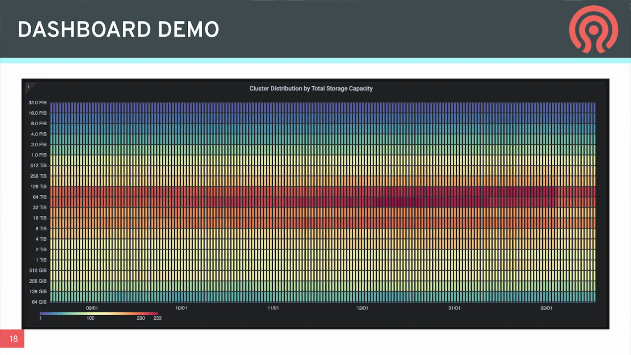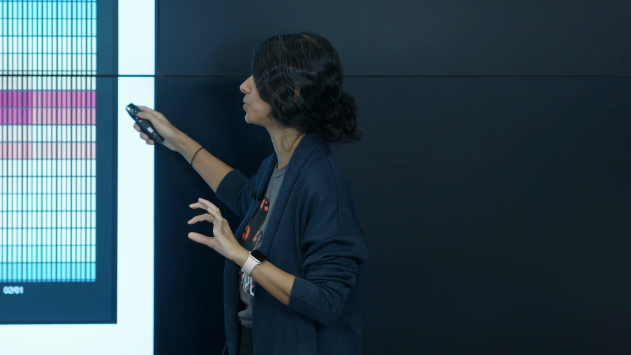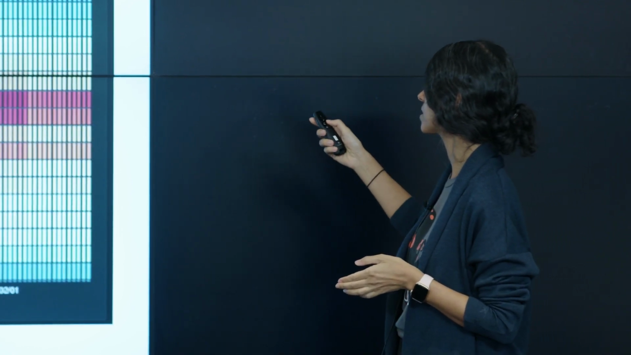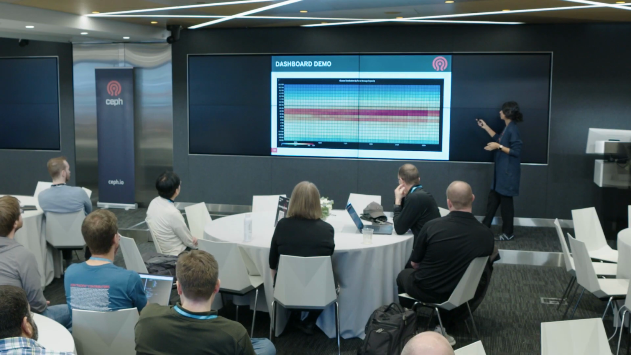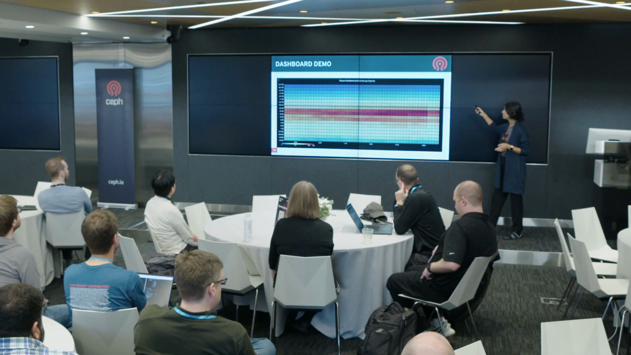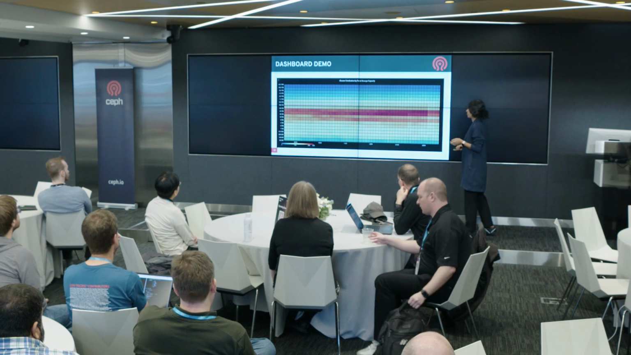We also have this heat map that allows us to understand the distribution by total capacity. We can see that most clusters report in about two buckets, between 32 to 128 terabytes, so about 200-something clusters. And this is pretty steady through the last 6 months. There are also some very big clusters that report between 16 and 32 petabytes.